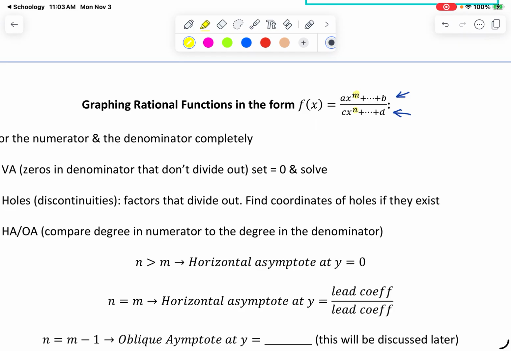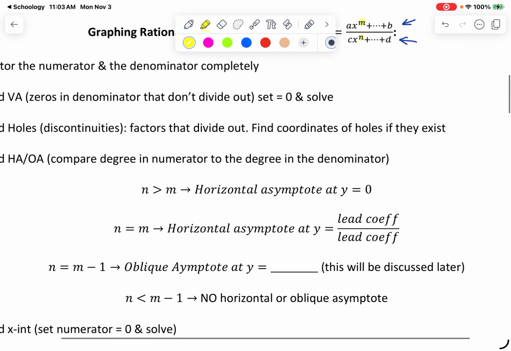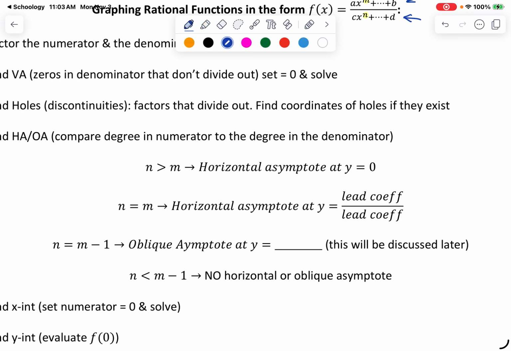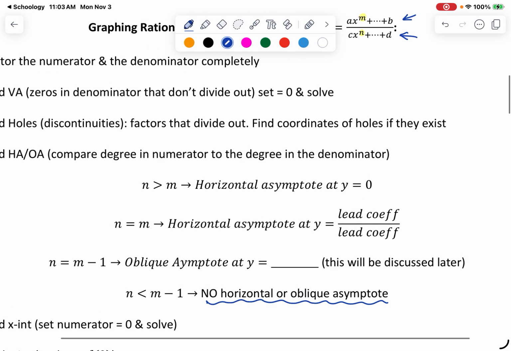If the degree in the numerator is bigger, then there's no horizontal asymptote, okay? That's no horizontal asymptote, which is what we discuss later, okay? That means there's no horizontal asymptote at y equals something, and we will discuss how to do this later, okay?